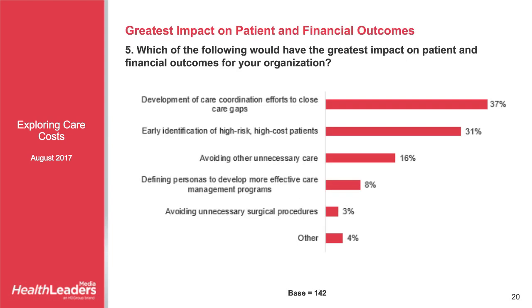And here is question 5 from the Exploring Care Costs survey. The question is, which of the following would have the greatest impact on patient and financial outcomes for your organization? And top of the list is development of care coordination efforts to close care gaps at 37%, early identification of high-risk, high-cost patients at 31%, and avoiding unnecessary care is much further down the list at 16%. So, development of care coordination efforts to close care gaps, this addresses all sorts of things. Certainly, it would cover some of those patient engagement issues.